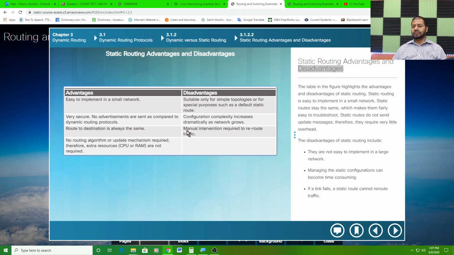And lastly, manual intervention is required to reroute traffic. If the network topology has changed, if a path has changed, the router is not going to automatically update because you're doing static routing, manually writing it down. So you have to manually go again and change your route.